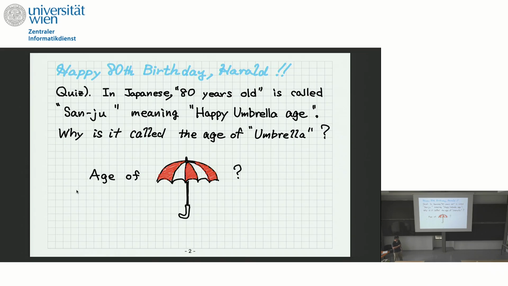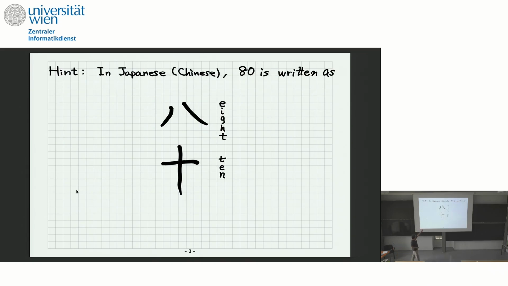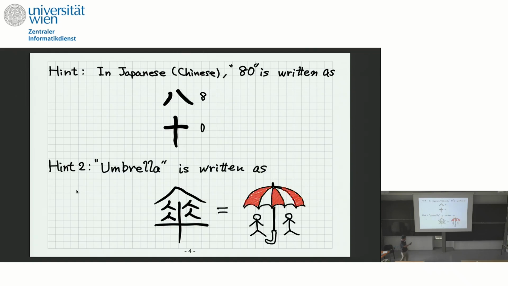There is a hint in Japanese. We describe the 80 by 8. So what do you think? You notice? That is the next hint. The umbrella is described by this. This is the picture of this kind of situation, the umbrella and the people. Yes, that's right. This is 8 and this is 10, so it includes 80. So we call it umbrella age.